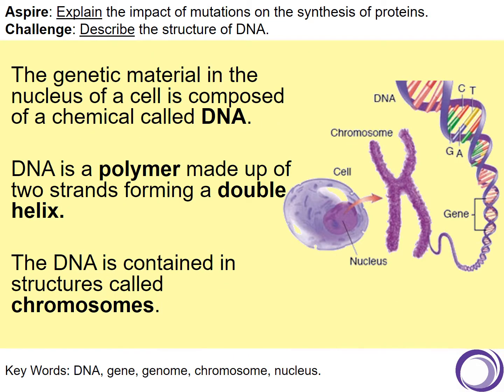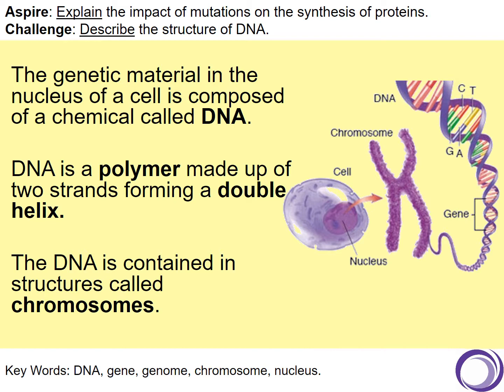The genetic material in the nucleus of a cell is composed of a chemical called DNA. DNA is a polymer made up of two strands which form a double helix. The DNA is contained in structures called chromosomes. And the way I describe this DNA is if you had a ladder and you held it fixed at the top and you twisted the bottom, you get this twisted double helix, which represents the structure of the DNA polymer.